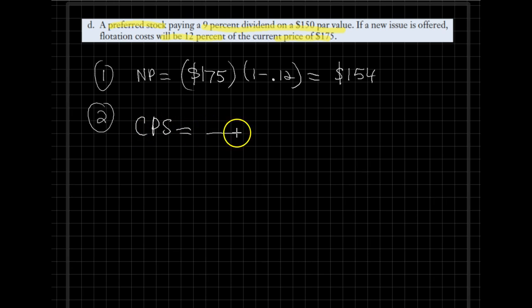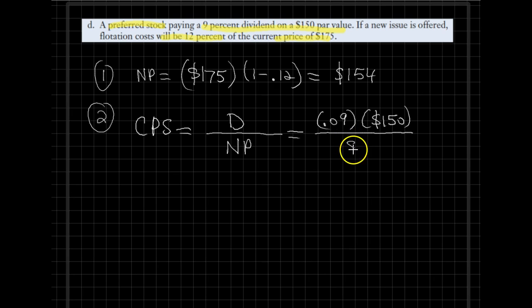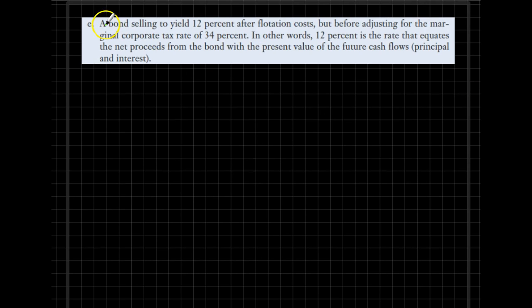And then in the second part, now we can plug in these values to calculate the cost of the preferred stock, which would be equal to the dividends. Because it is a preferred stock, we don't have to worry about last year's dividend versus this year's dividend, divided by net price. Now dividends are in terms of a certain face value, so dividend payments are 9% of the par value of $150, everything divided by the net price of $154. Making the necessary calculations, we realize the cost of preferred stock is 8.77%.